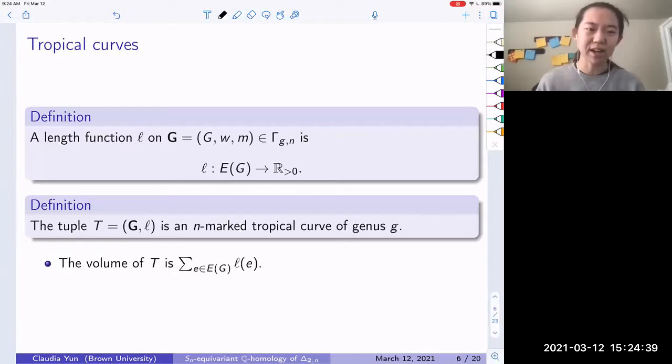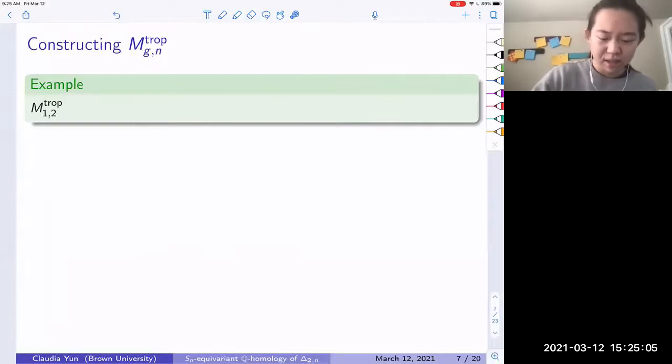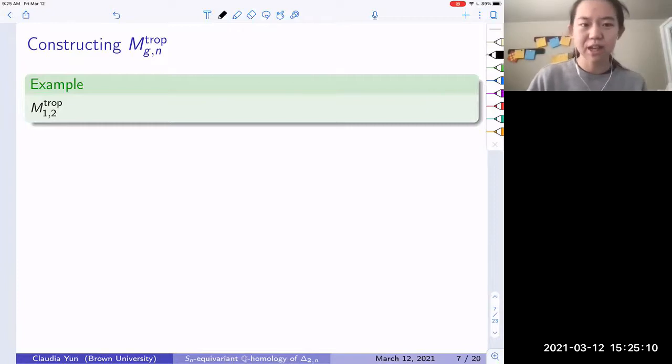So now a tropical curve is really just a marked stable weighted graph of genus g together with a length function that assigns a positive real number to every edge. And we further define the volume of a tropical curve to be the total edge length.